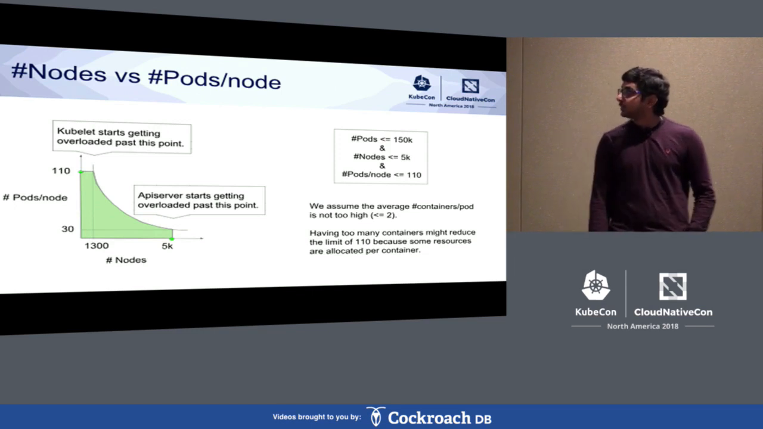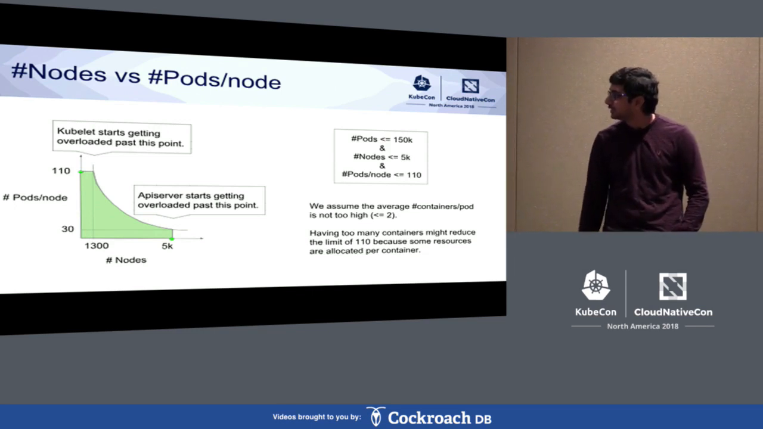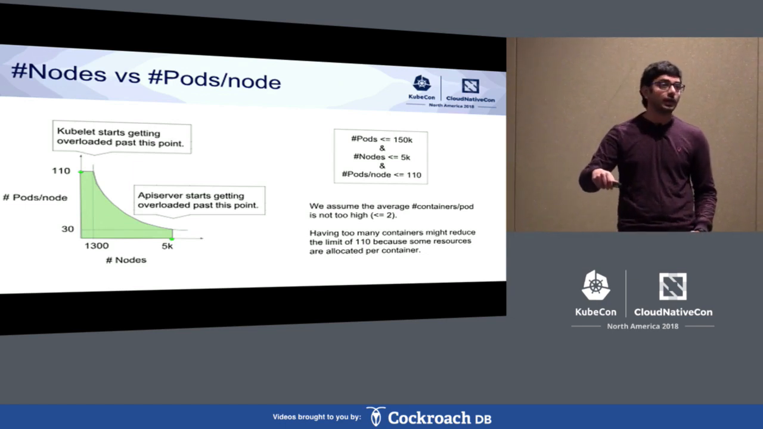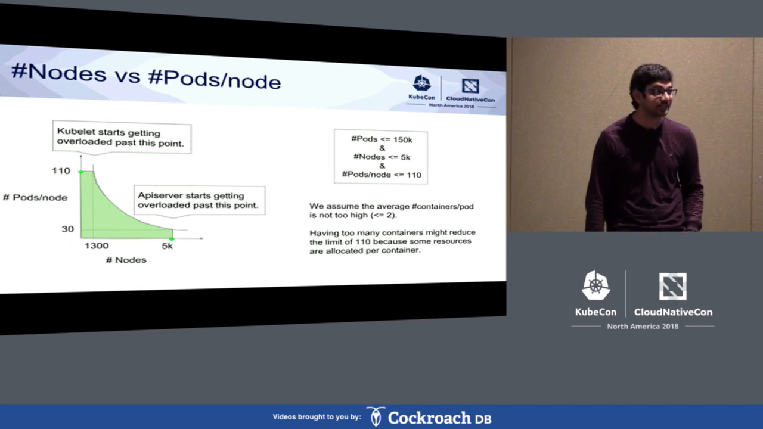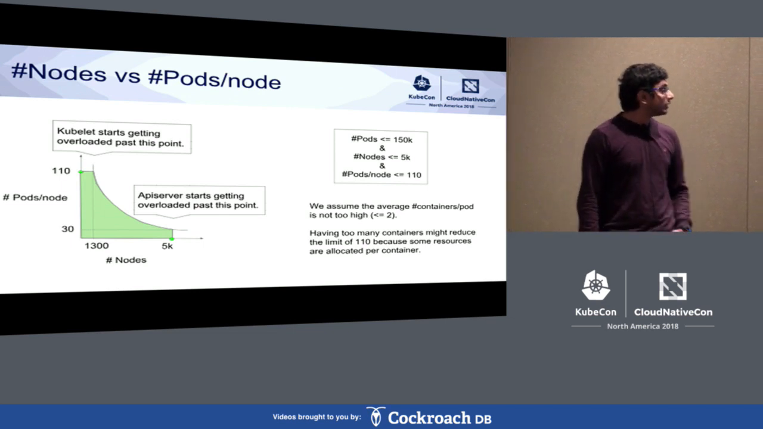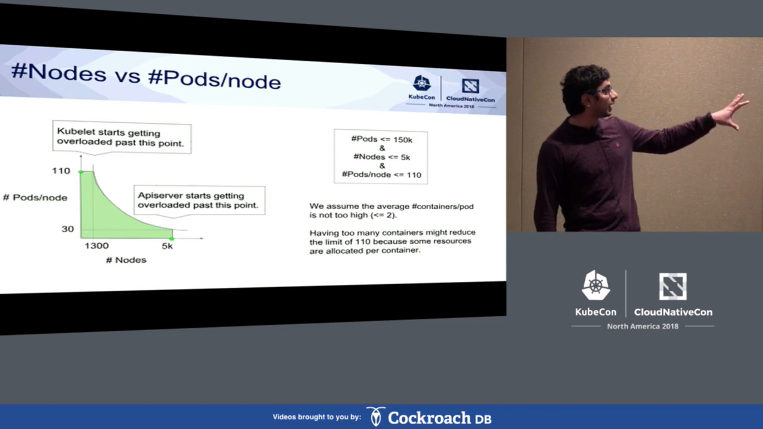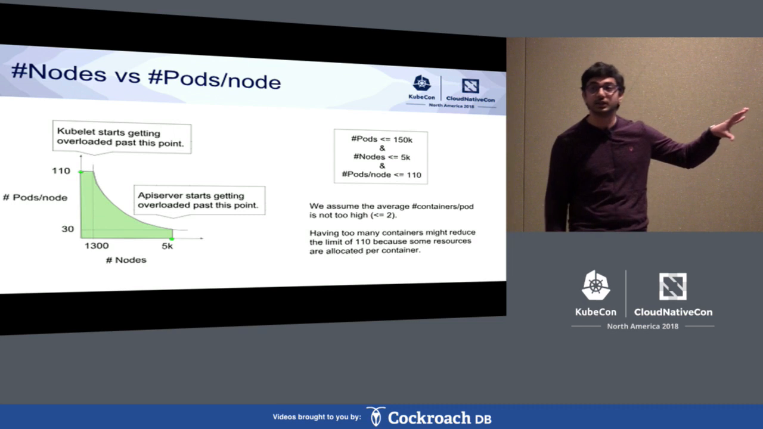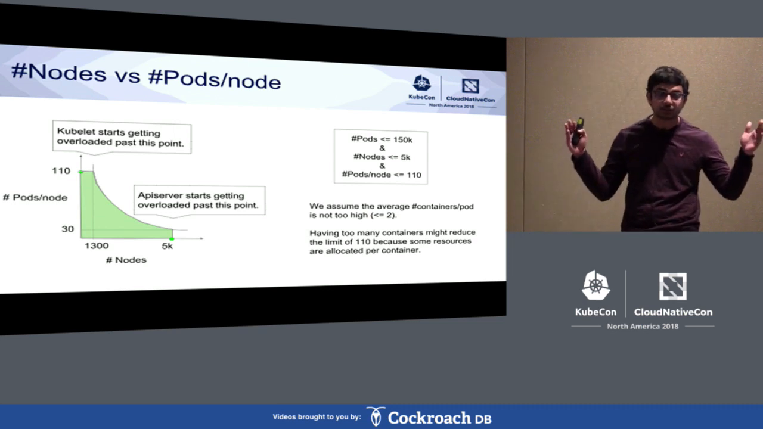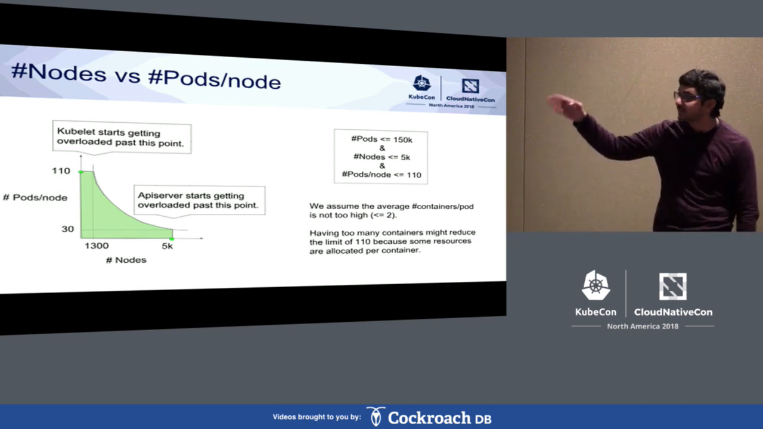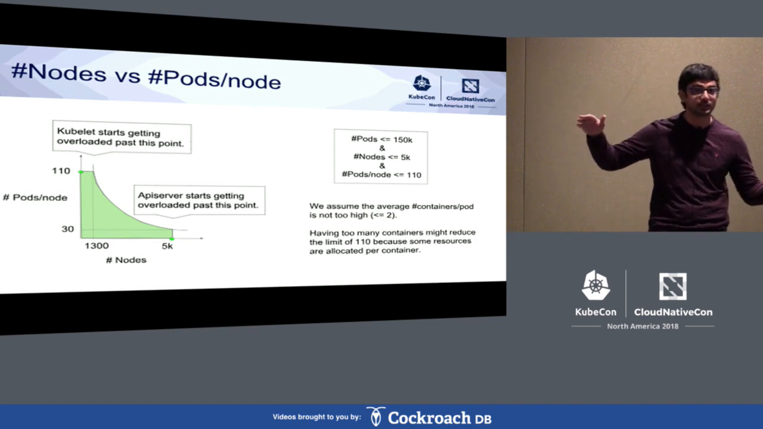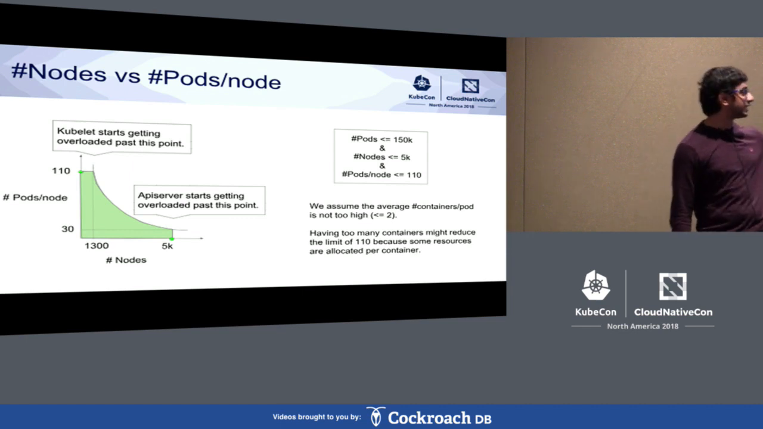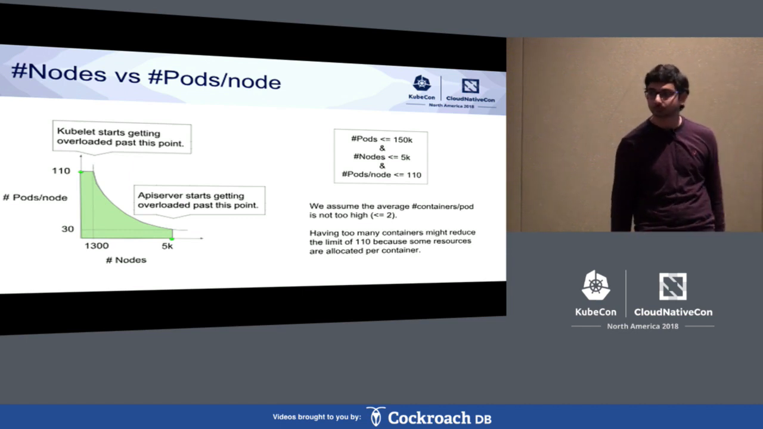So the next limit, or the first limit, is actually the number of nodes versus the number of pods that you can put on a node, which a lot of you may also call pod density. And you see on the screen a graph, and there is a green shaded region, which basically represents our scalability envelope, and it's bounded by three limits. There is a limit on the x-axis, there is a limit on the y-axis, and there is a limit which is a function of the x and the y-axis, which in this case is the curve that you can see.